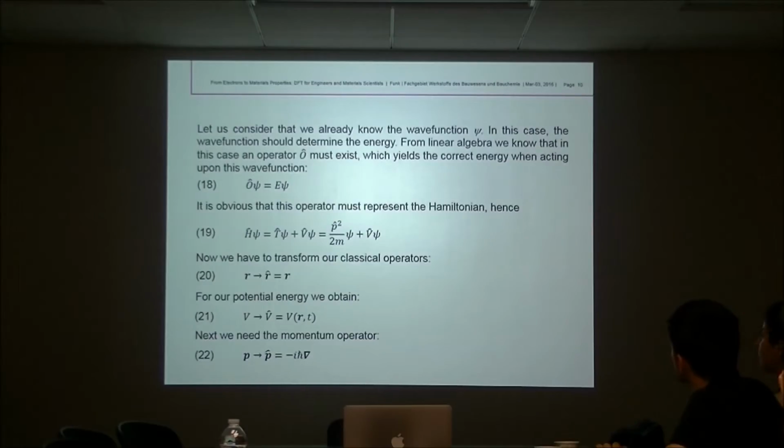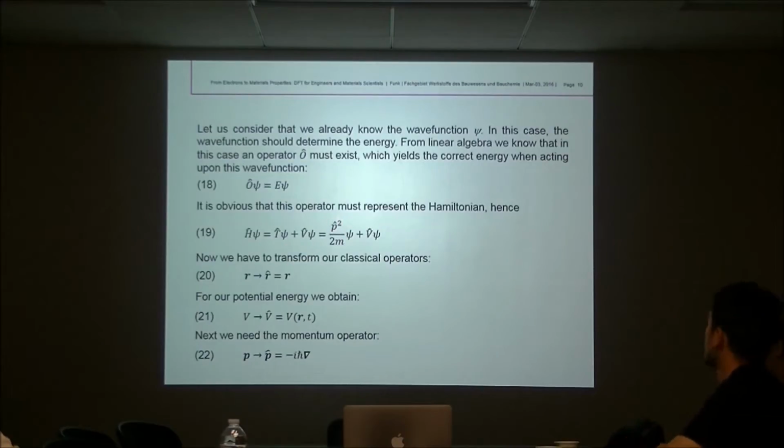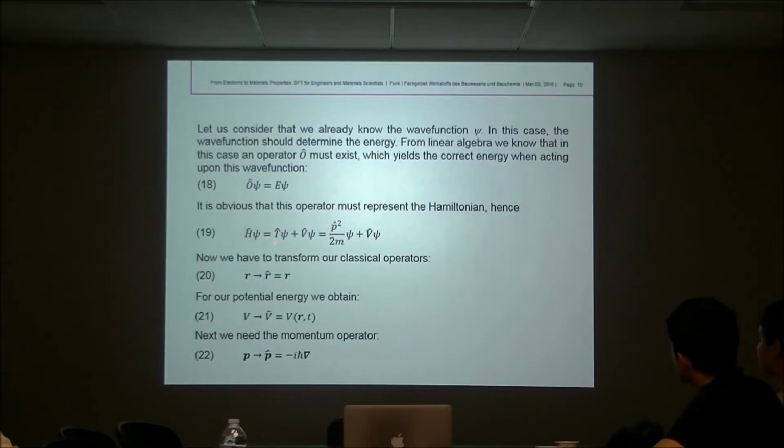So it is obvious as well that this operator must represent the Hamiltonian. So the Hamiltonian acting on a wave function is the same as kinetic energy acting on a wave function plus potential energy acting on a wave function. But kinetic energy is momentum squared divided by 2 times the mass. So we can deduce that we do not need to know all these operators in their final form. We can build them from the momentum and from the potential.